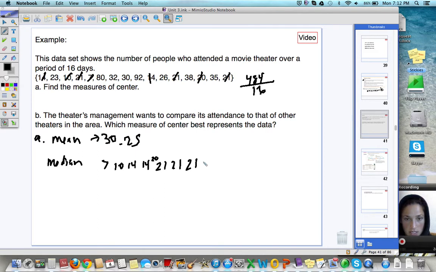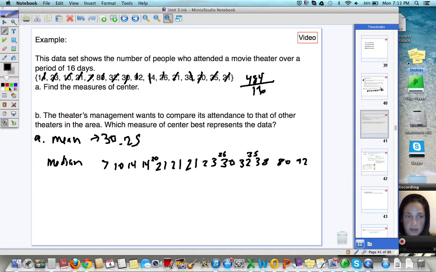So 23, and then a 30, a 32. Oh, I forgot 26. I'm not very good at this, am I? 26, 38. Oh, forgot 35. For some reason, I'm seeing these all funny. Then 80 and 92.